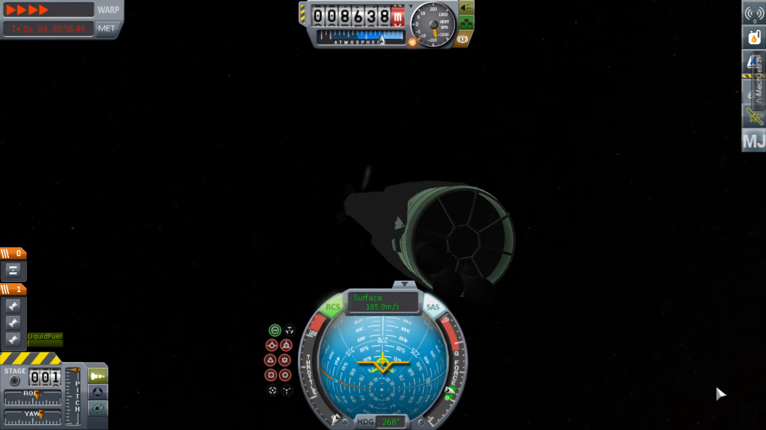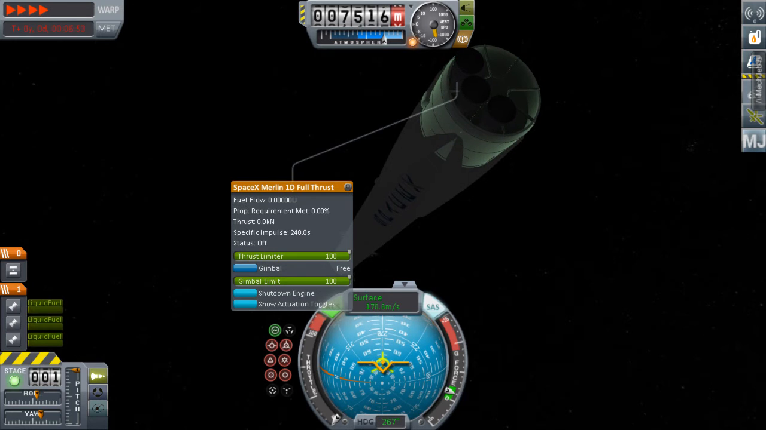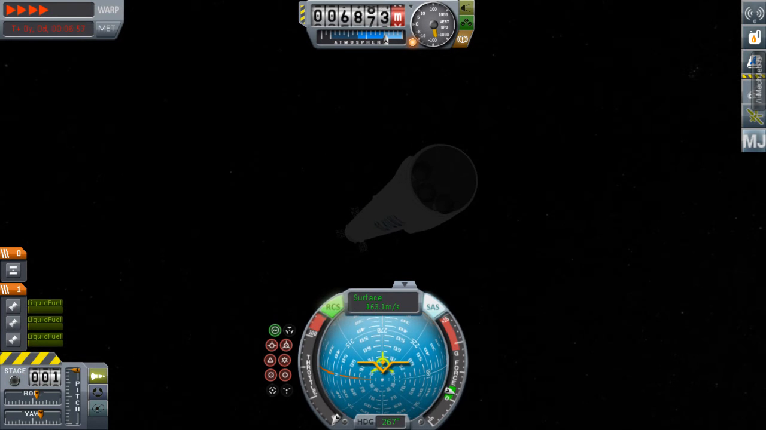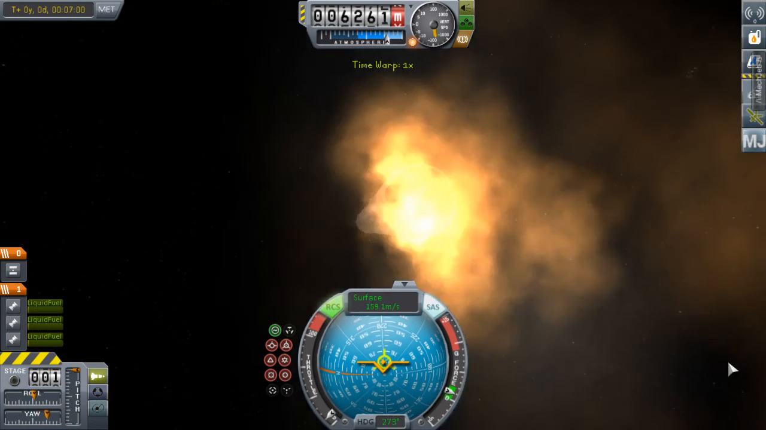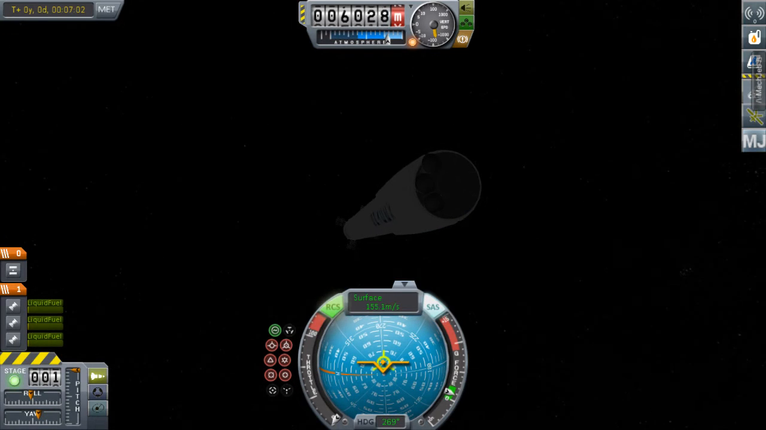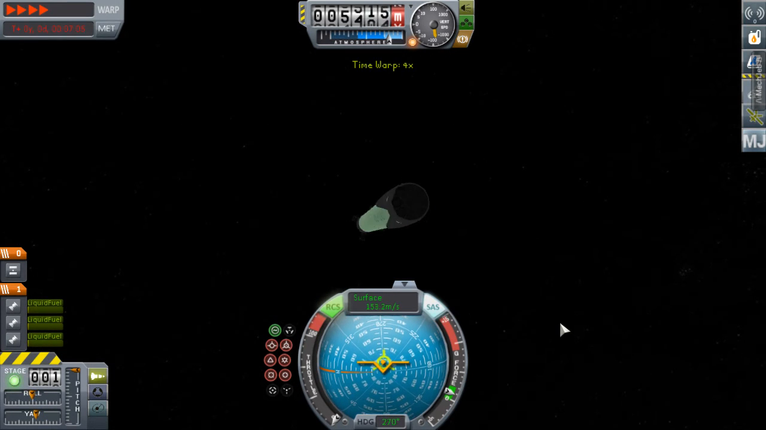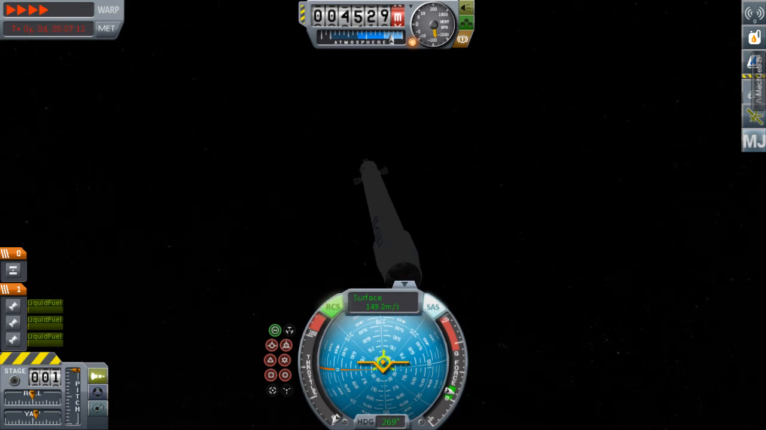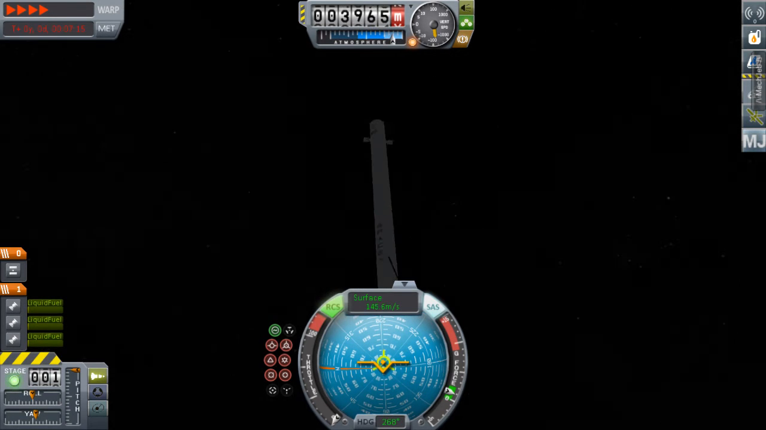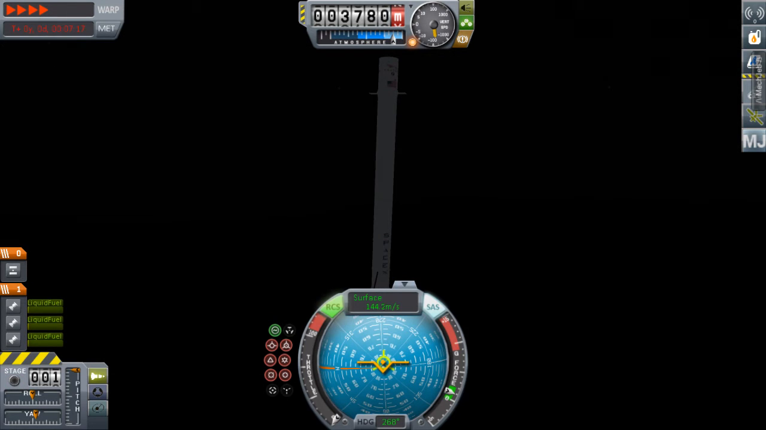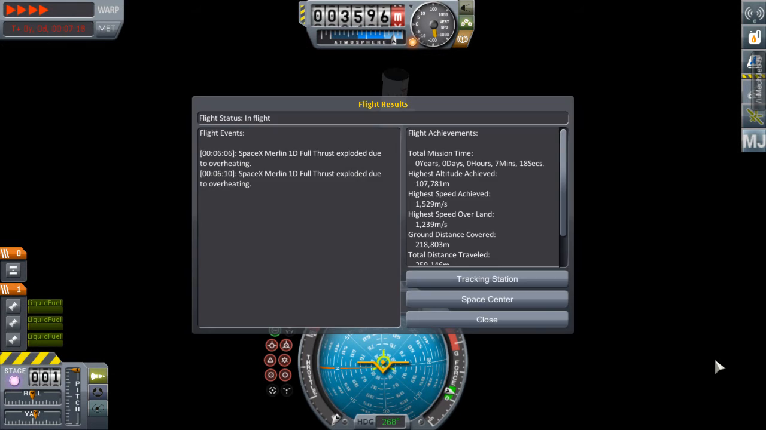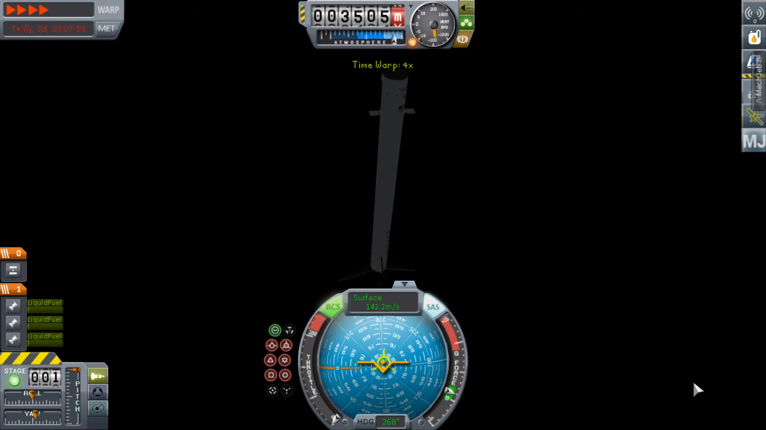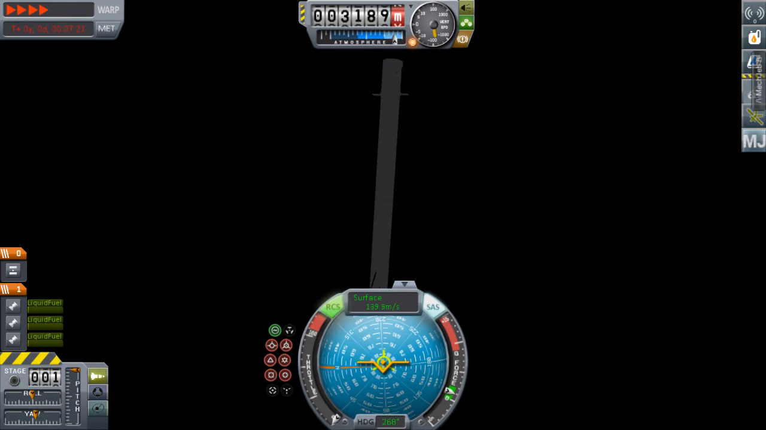Six out of 9 first stage engines were lost. Attempting to make the landing burn on 3 first stage engines. And attempting to land on 3 landing legs. We should have 4 strong landing legs.